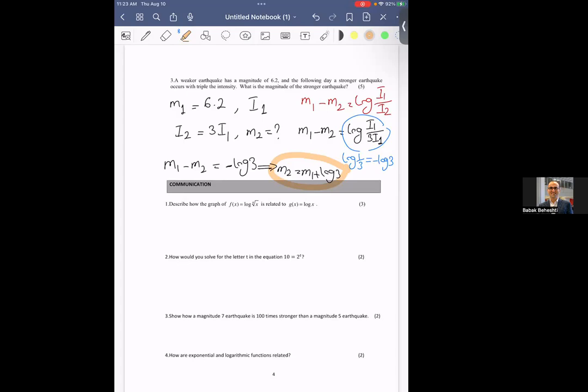So you just compute log 3 with your calculator and then add it to M1, which is just 6.2. Then you get M2. Was it clear?